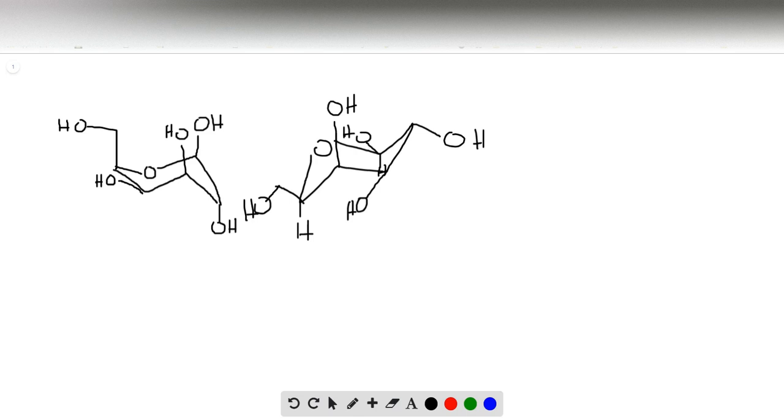Draw a constitutional isomer. The constitutional isomer I'm going to draw is the open form, not the chair form. And this is something you will get into in the sugars chapter, but I'm going to draw the Fischer projection. You may also see this in your biochemistry course if that is something you take.